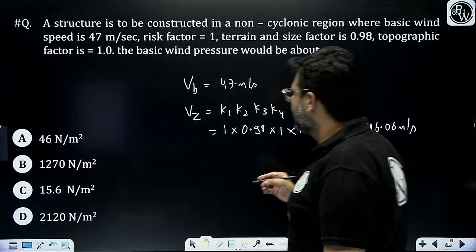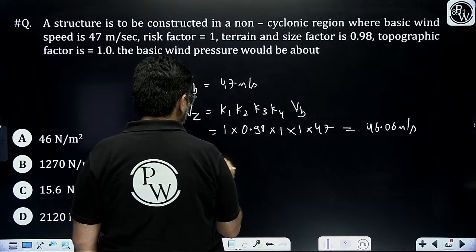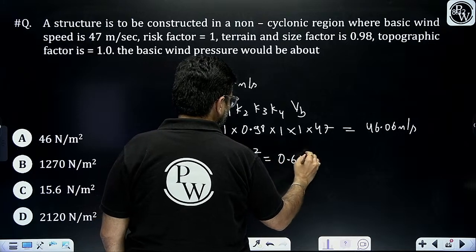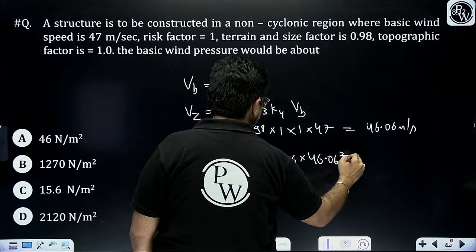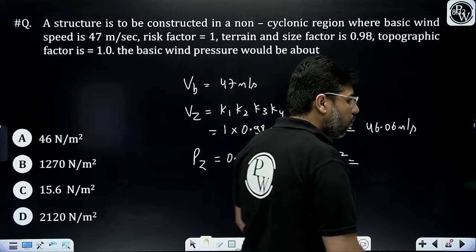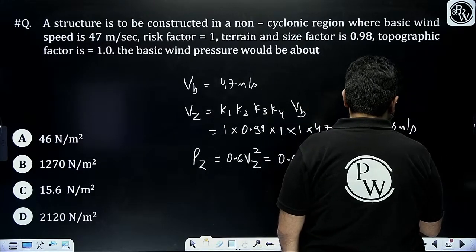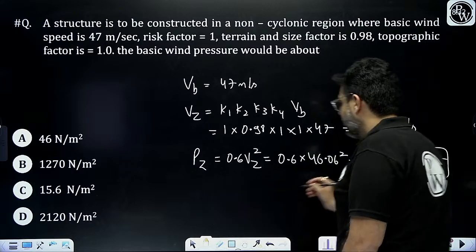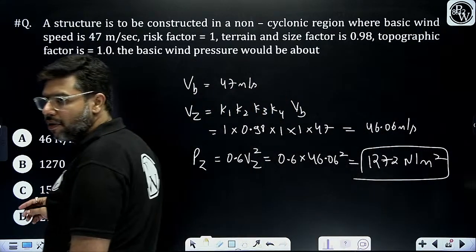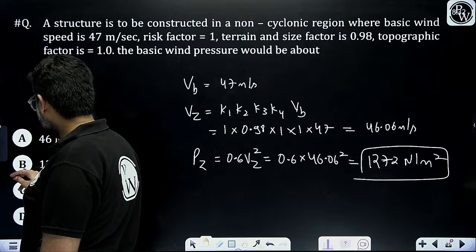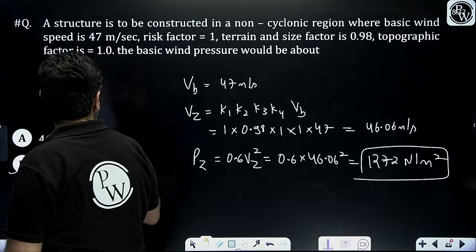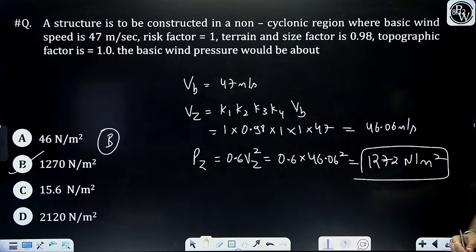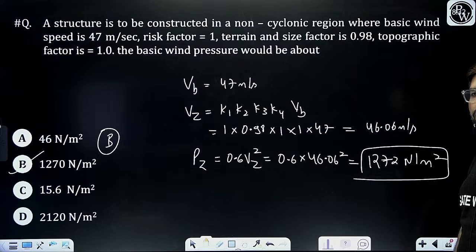Now the basic wind pressure Pz I need to calculate, that is 0.6 Vz square. 0.6 into 46.06 whole square. How much answer will you get? 1272. Nearest answer I will click. Nearest answer is B, my dear friend. Option B was correct, not A.